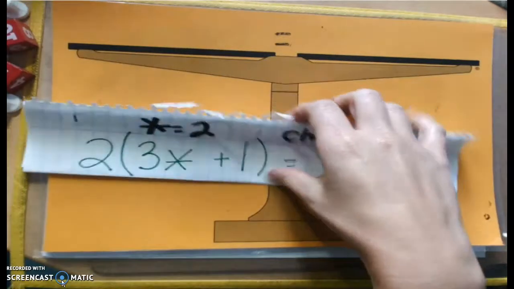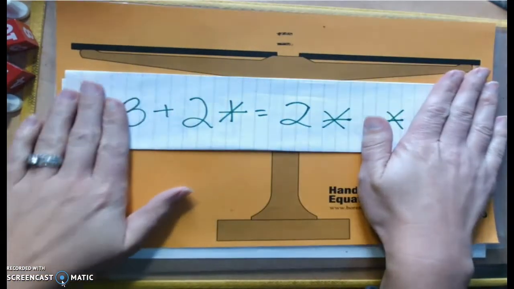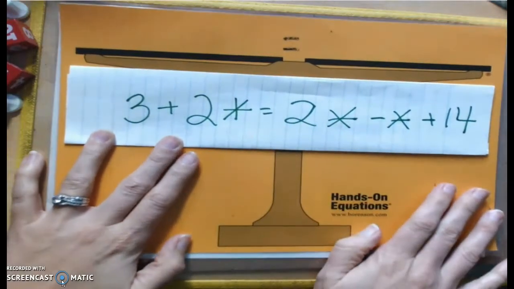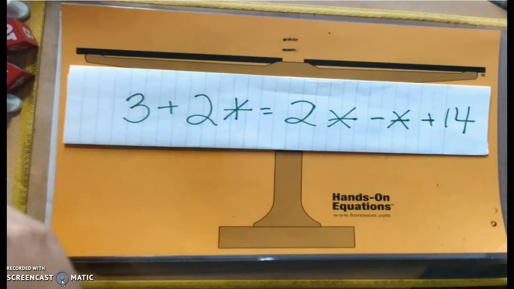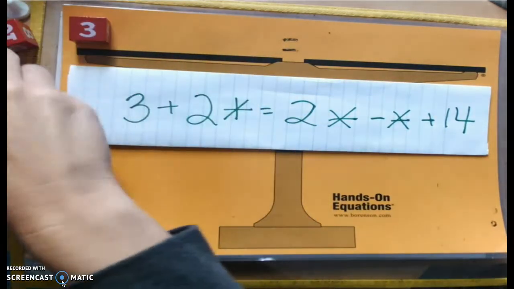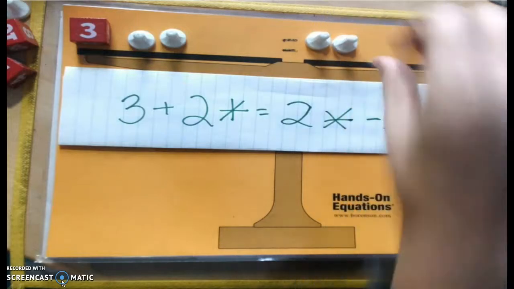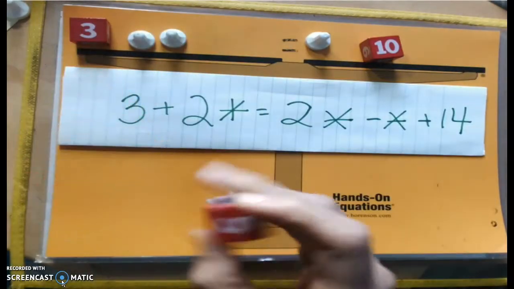Make sure you clear your boards before you start the next equation. Again, we're just using the same legal moves today, only we are using them with star. So not really any new moves, just getting used to using our new piece. We're going to start by setting up our equation. We have 3 plus 2 stars equals 2 stars minus a star plus 14.